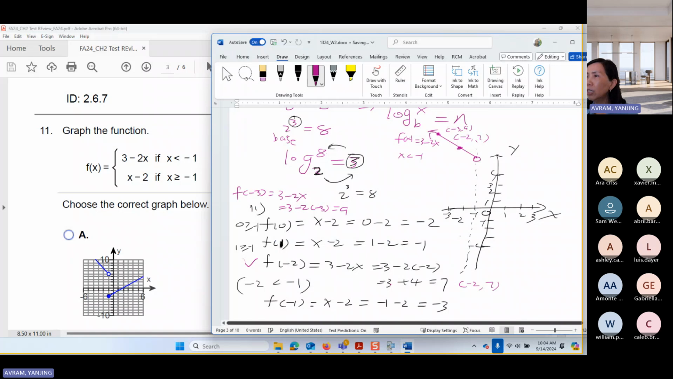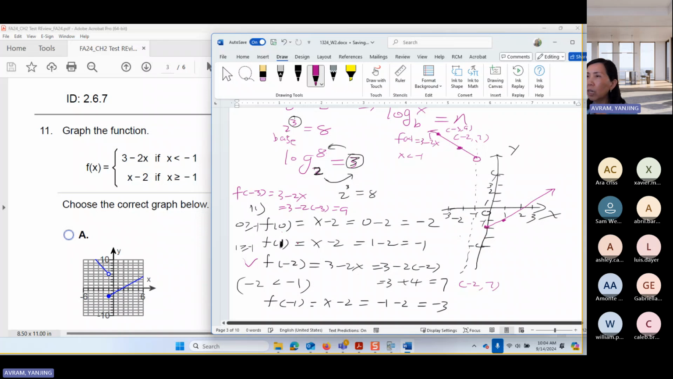Okay, and then the second piece, let's see what we have. We can have f of 0, right? So f of 0 is -2. So that one is right here. And now we can have f of 1. Okay, f of 1 is -1. All right, so we have these two points, and then we can connect them together. And that's going to be for x greater than or equal to -1.